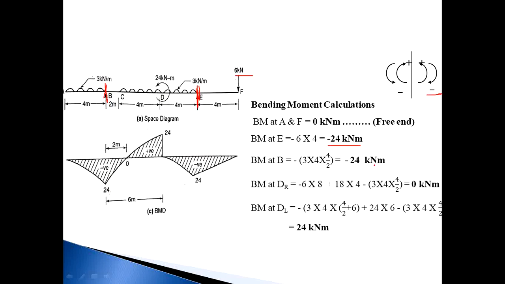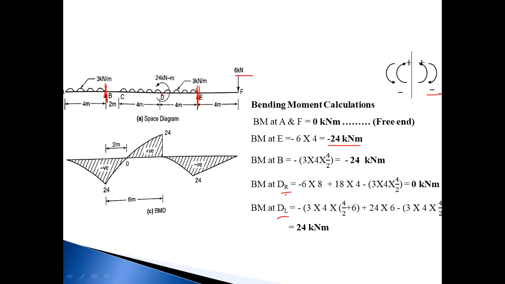So next, I want to calculate bending moment at D, because at point D a moment is acting on the beam. Whenever a moment is acting on the beam, you should calculate two values for that particular point. That is, for point D, I want to calculate DR and DL, bending moment at DR and bending moment at DL. Once again I repeat, whenever a moment acts on the beam, at that point you should calculate two bending moment values, that is right and left.